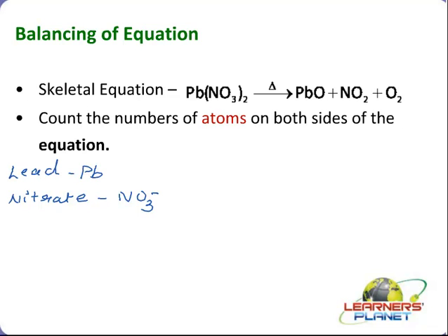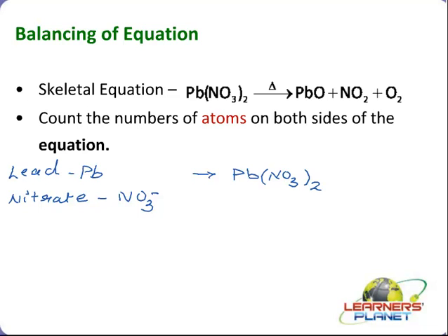Now students, lead has how many electrons present in the outermost orbit? It is 4. But lead can use only 2 electrons. So if I write the formula, what will the formula of lead nitrate become? It will be Pb(NO3) twice. Now when I am heating, I am getting lead oxide.